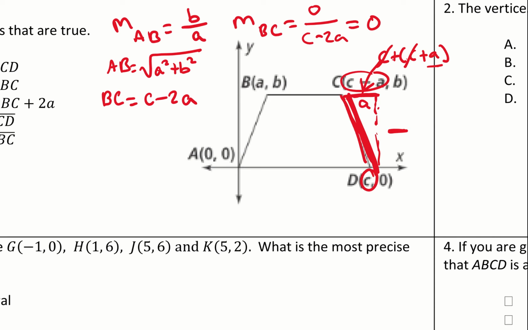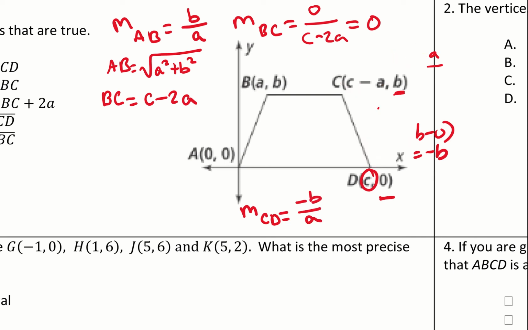And then to get the rise, you have to subtract the y-coordinates. So b minus 0 is b. So it's going to be negative b. Okay, so the slope for CD, and I'll actually do it over here, the slope for CD is rise over run.